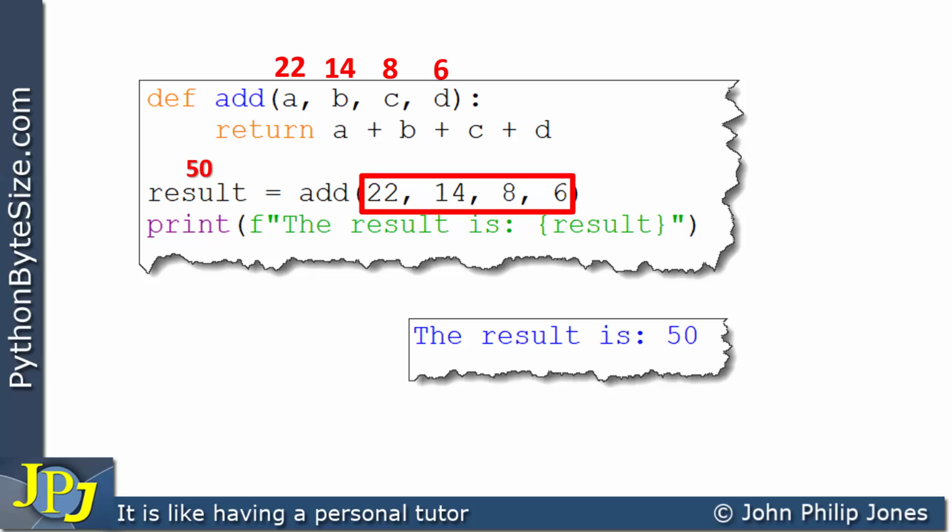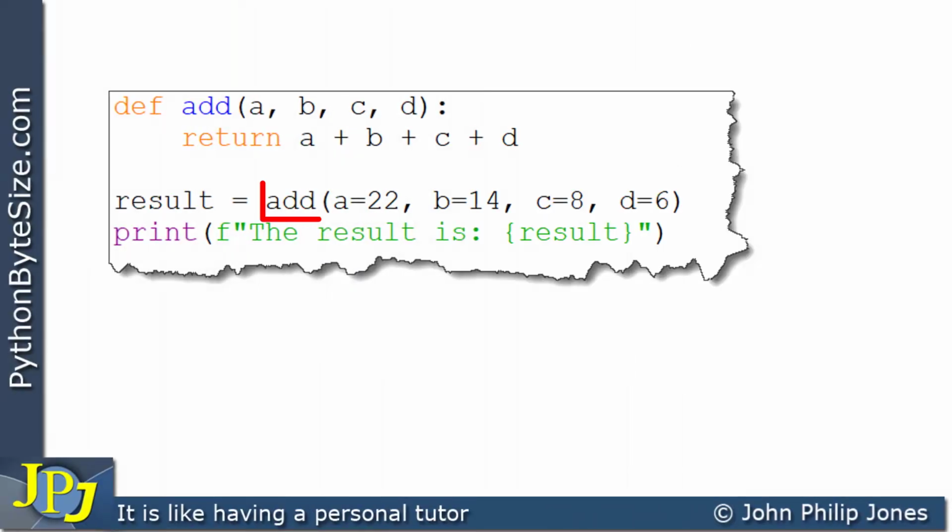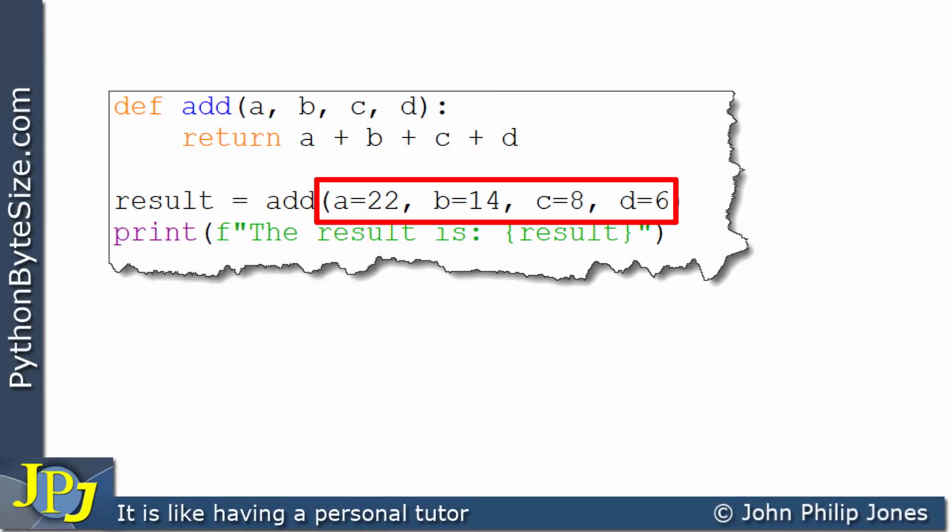I'm going to alter the way in which we pass from the arguments to the parameters. So let's move on to the next program where we can see this is the call, and if you look in the brackets, I have now got A equals 22, B equals 14, C equals 8, and D equals 6. In terms of the values, you can still see I have 22, 14, 8, and 6, which are the values I had in the previous program. But that's not really a detail we need to worry about too much.